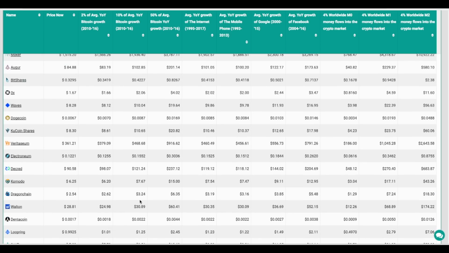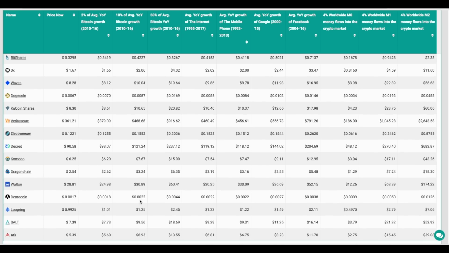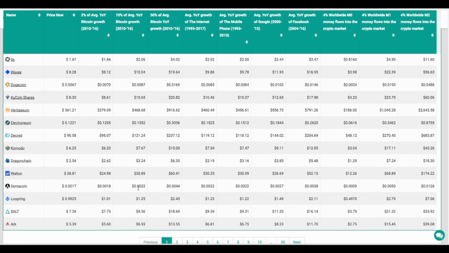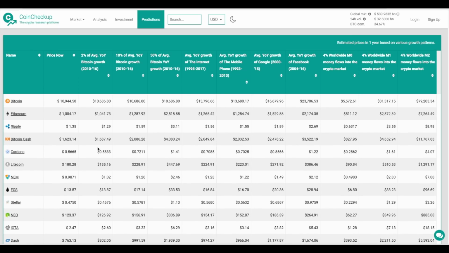You can at least have fun with this, but it's just using hard data, and it's not using any sort of human consciousness, right? And it's probably not taking into any consideration the roadmap or anything like that. This is just straight up saying if it maintains its growth, right? So yeah, I'm just showing you guys around this website.